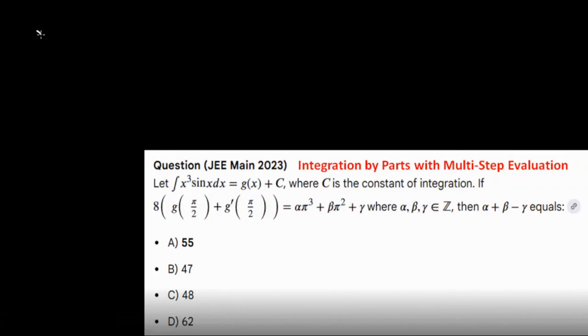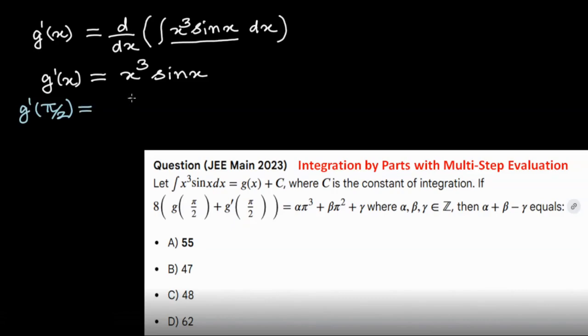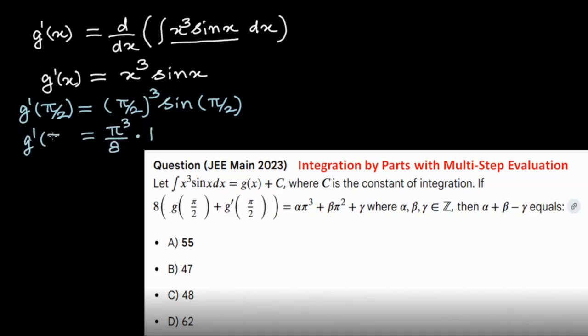We can directly get g dash x by differentiating d by dx of this integral x cube sin x dx. By the fundamental theorem of calculus, g dash x will be this function itself, x cube sin x. We shall need g dash pi by 2 here. So let's find it. g dash pi by 2 equals (pi by 2) cube sin pi by 2, pi cube by 8 into sin pi by 2, which is 1. So g dash pi by 2 is pi cube by 8.